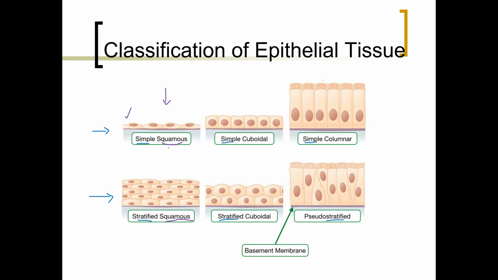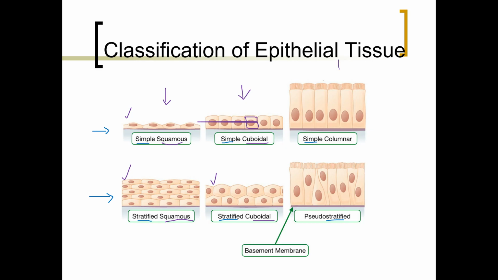You can have a single layer, as in this first picture right here, a single layer of flat-shaped cells called simple squamous, or you could have many layers of flat-shaped cells, and that would be stratified squamous. If you look at the second column, these are cube-shaped. You can see the sides and the top and the bottom are all about the same. They look like a square, okay? So you can have a single layer of cube-shaped cells called simple cuboidal, or you could have multiple layers of cube-shaped cells, and those would be stratified cuboidal.